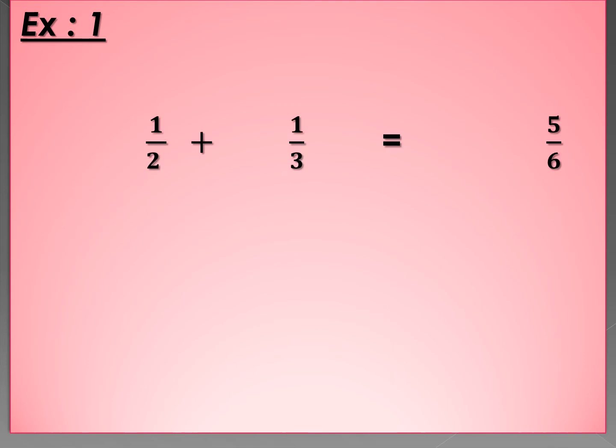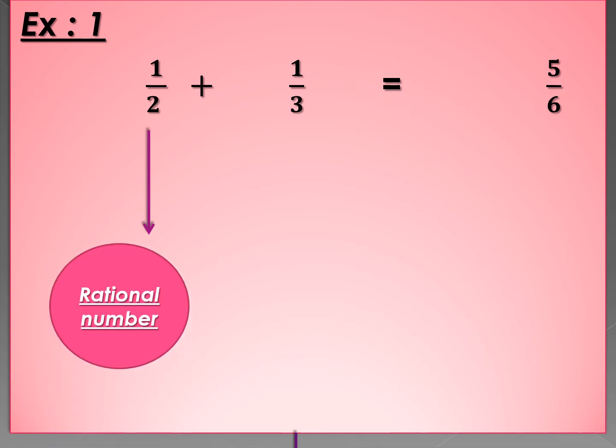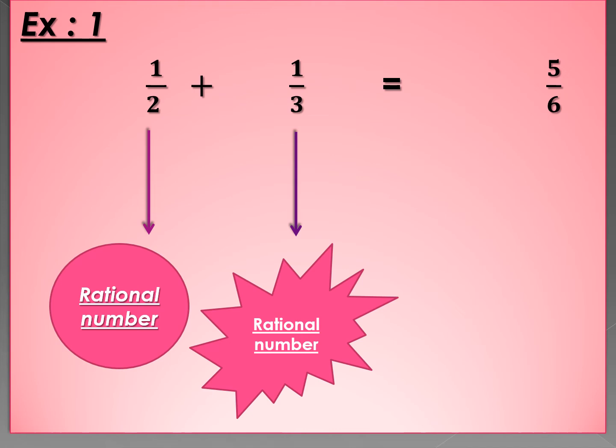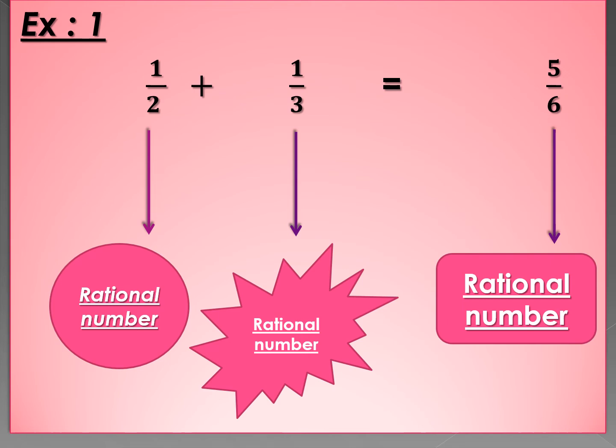Example number 1. If we have 1 over 2 plus 1 over 3, this is a fraction plus another fraction, so the result will be also a fraction belonging to the rational numbers Q. We have here 1 over 2 is a rational number. Also 1 over 3 is a rational number, so the result will be also a rational number. So the addition operation is closed over the rational numbers. The rational numbers are closed over the addition operation, and this is the closure property.